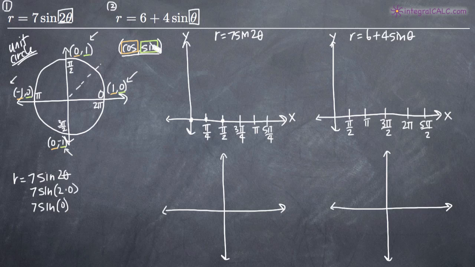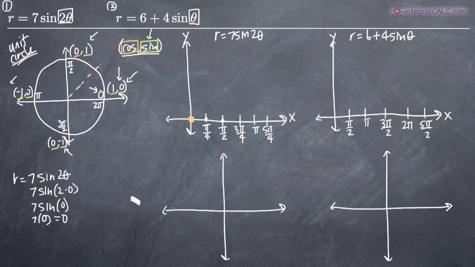So when we say sine of 0, we know that we're taking the y-coordinate, sine, of the angle 0, which we know to be here. So we want this y-coordinate right here, which is 0. So we get 7 times 0, which of course is just equal to 0. So that tells us that our point here is at 0.